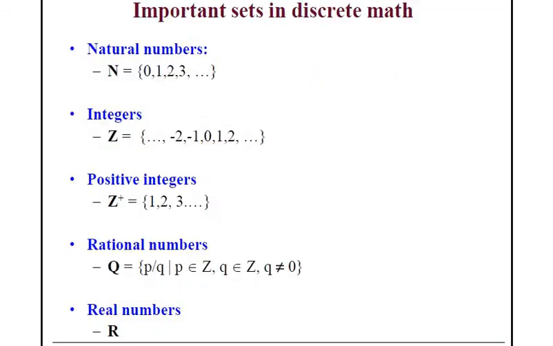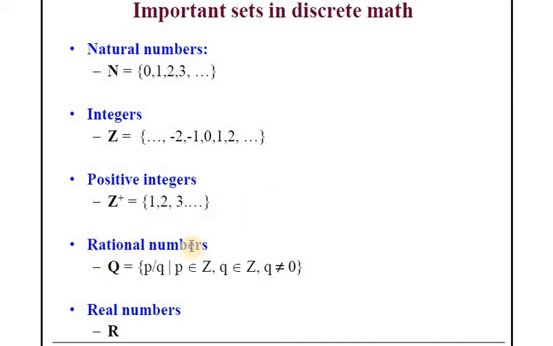Some important sets basically used in discrete mathematics. Natural numbers are denoted by capital N. It is wrongly typed here. 0 should not be here, because 0 is in the set of whole numbers, and in the set of natural numbers we have just 1, 2, 3, etc. Integers, the set of integers, is denoted by capital Z. This is the collection of all integers. And Z plus indicates the collection of all positive integers, 1, 2, 3, 4, and so on.